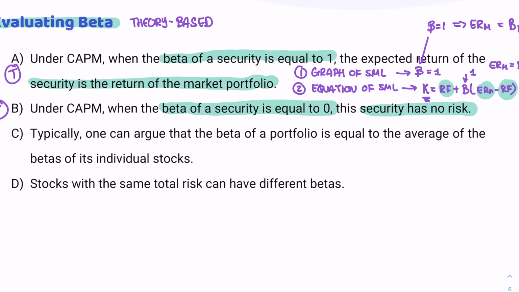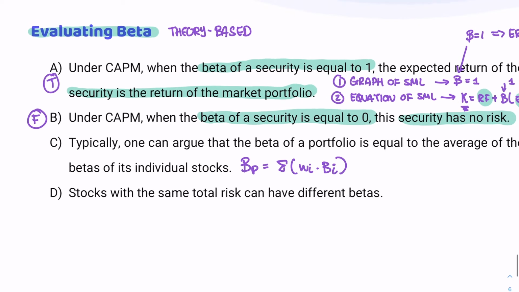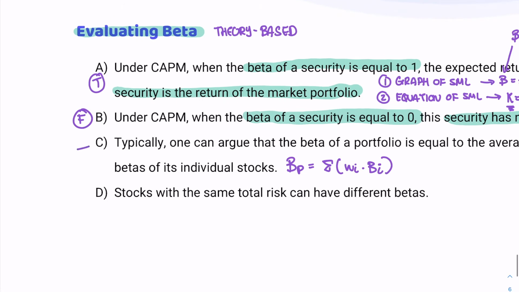Typically, under C, one could argue that the beta of a portfolio is equal to the average of the betas of its individual stocks. So essentially, what we're saying here is that the beta of a portfolio is equal to the weighted average of its betas. And that's totally true. The beta of a portfolio is actually equal to the weighted average of its betas. So in this case, one could definitely argue that that's the case. Therefore, C is true.